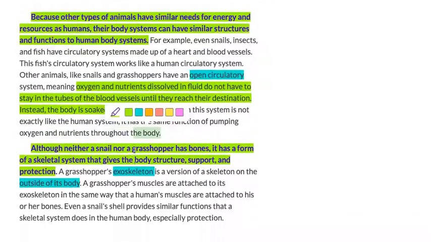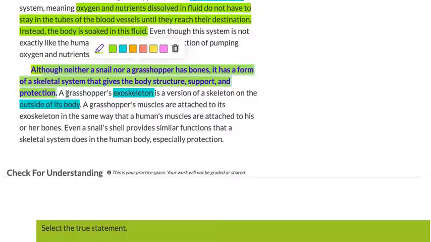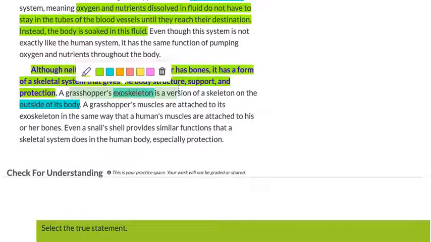nutrients throughout the body. And although neither a snail nor a grasshopper has bones, it has a form of a skeleton that gives it the body's structure, support, and protection. The grasshopper's exoskeleton is basically a version of a skeleton outside of its body. Exo means outside of.